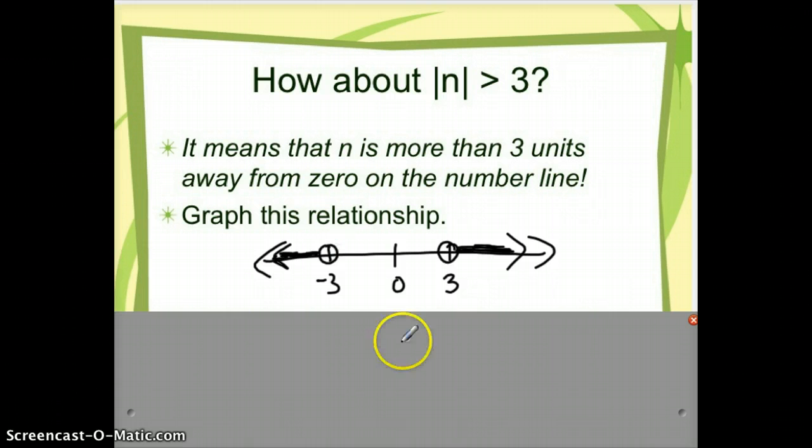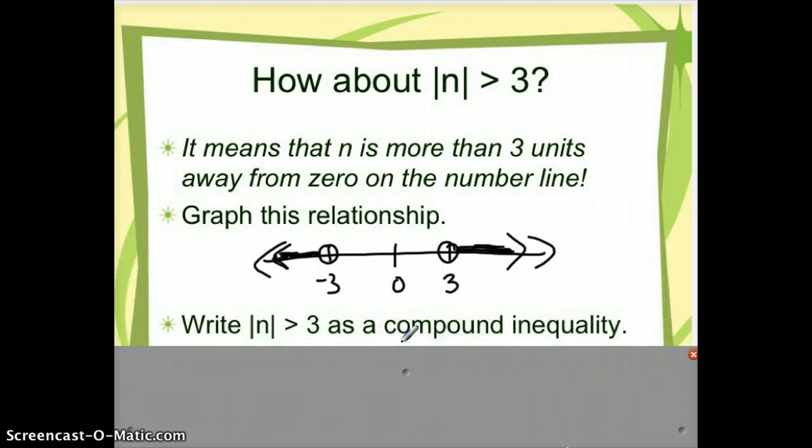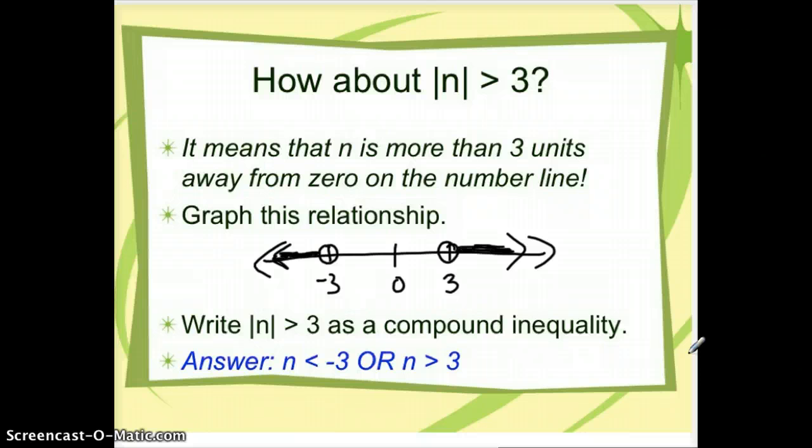Okay, and try to write that one as a compound inequality. Absolute value of n is greater than 3 as a compound inequality. Okay, I think you can kind of see from the graph or just the relationship in general that this is an "or" statement. The answer is n is less than negative 3 or n is greater than 3.